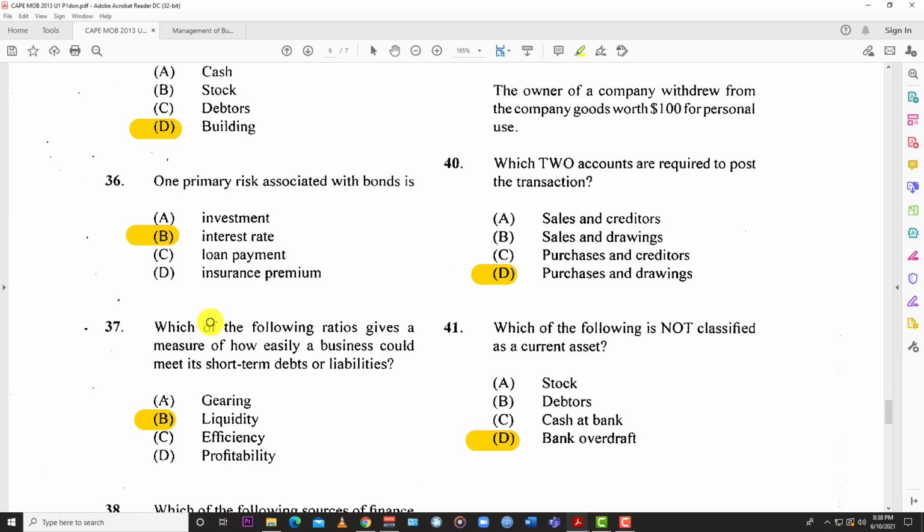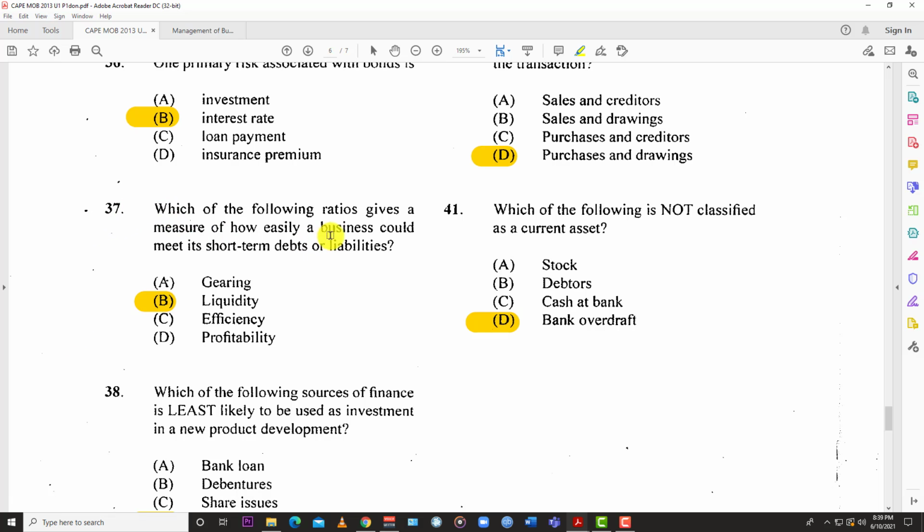All right, 36. One primary risk associated with bond is, and of course, B, the interest rate. Because based on the bond that you took and the time period, if you borrow at a certain amount and the interest rate goes up or down, then that would impact the value of the bond. So the interest rate is the biggest risk associated with bonds, because it can actually become junk bonds and then it's worth nothing, losing money just like that. So that's why you have to keep an eye on the interest rate.